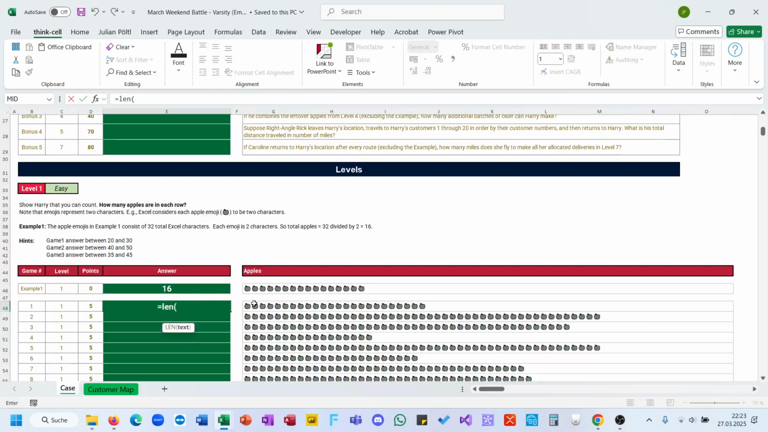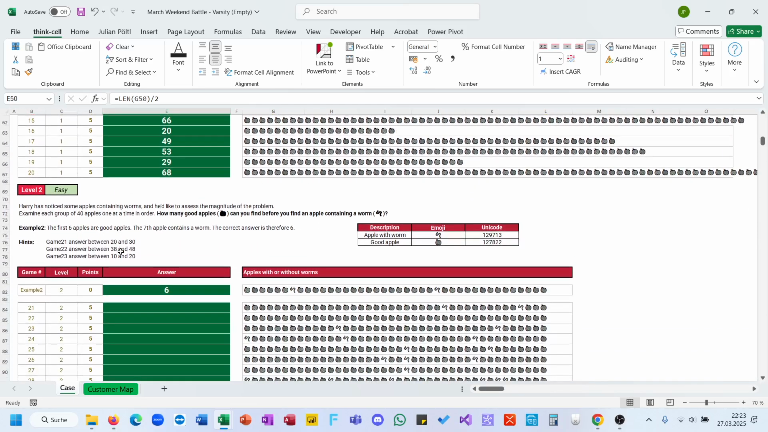Then divided by 2. 24. There are 16. 47 is in the boundaries. Okay.